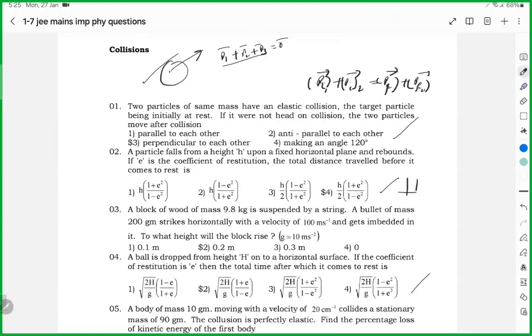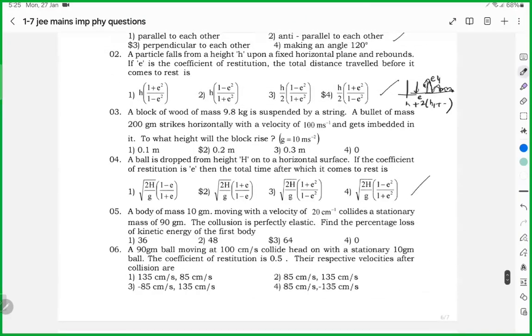Once it hits, the coefficient of restitution is e, it rises with a velocity eu. Then slowly its velocity reduces and finally comes to rest, and the distance traveled is h plus 2h1, and so on like that. Based on that, you can see that these are related. You go ahead, these are compulsory models.